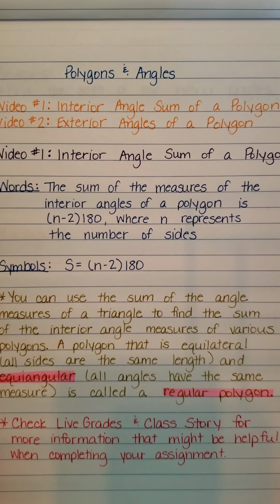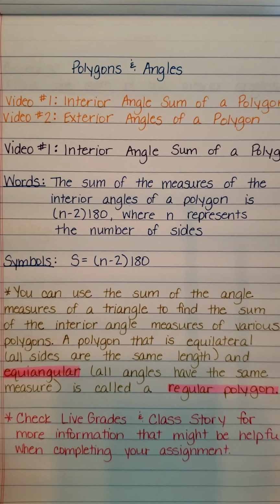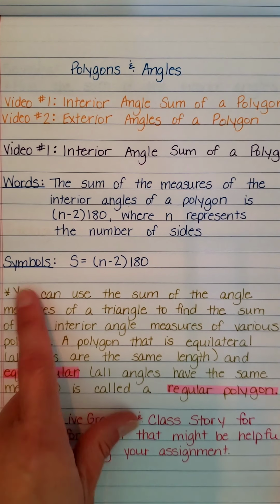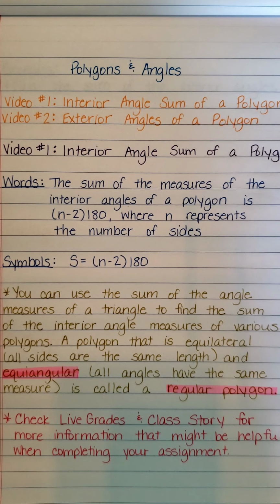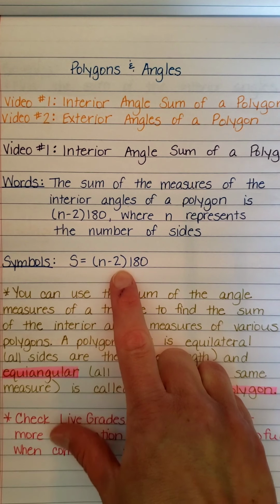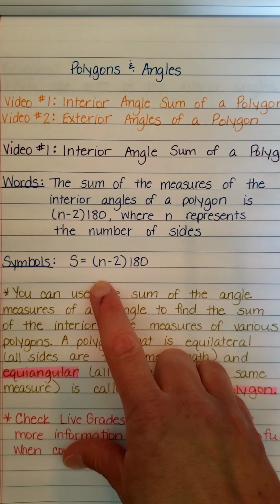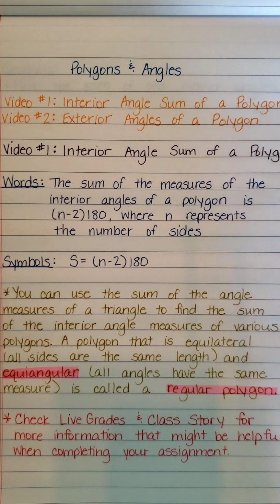Okay, so since we're talking about angle sums, I've given you an example in words and symbols. So in words, the sum of the measures of the interior angles of a polygon is n minus 2 times 180, where n represents the number of sides. So that's the formula, and we can use that to help us find the sum of the interior angles of a polygon. If we were to write that in symbols, I have S equals the quantity n minus 2 times 180, and n is going to represent the number of sides of that polygon.